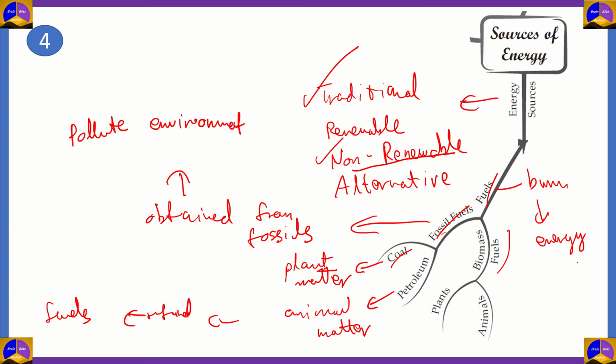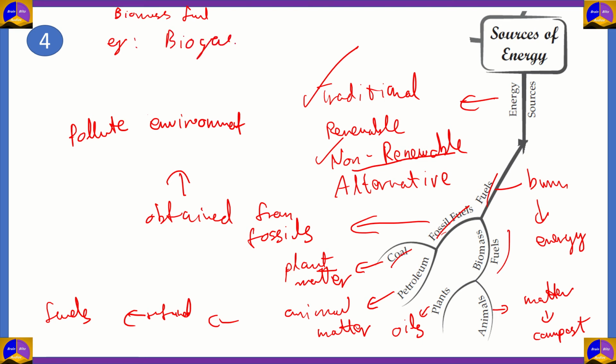The next kind of fuels are biomass fuels. These are again found from plants and animals. You have plant oils and then animal matter that's converted to compost in biogas plants. So an example for a renewable or biomass fuel is biogas, and then we have various oil seeds that can work as well as petroleum in running machines such as cars.